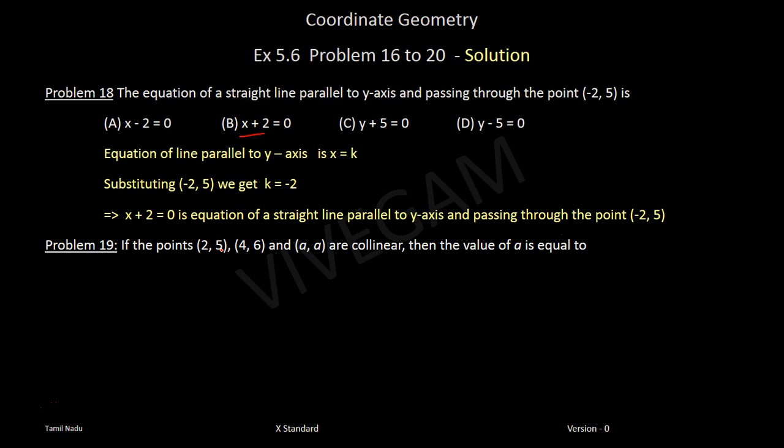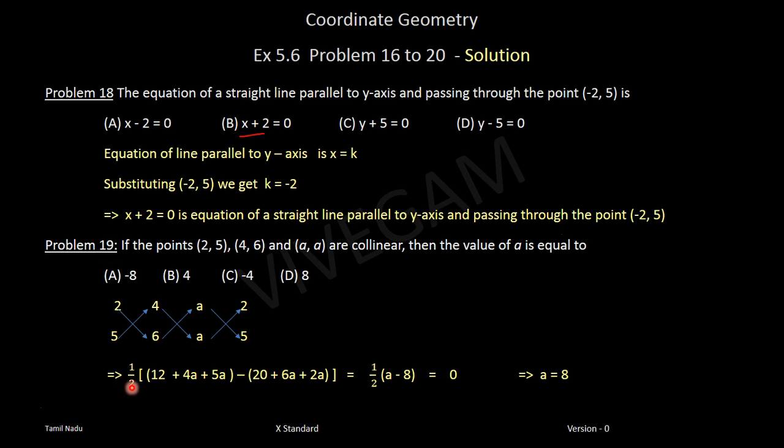Next, if the points 2, 5, 4, 6, a, a are collinear, then the value of a. So if the points are collinear, area of the triangle found by the 3 points is 0. So use your cross multiplication method. So what will happen? This is x1, y1, x2, y2, x3, y3. So write it x1, y1, x2, y2, x3, y3 and then x1, y1. So what's our equation? Area of the triangle is half into all the downward marking.